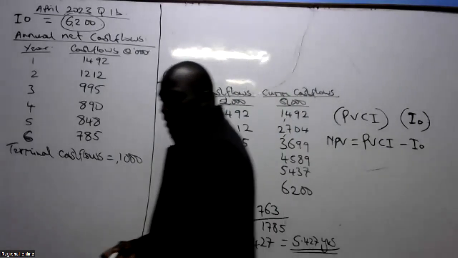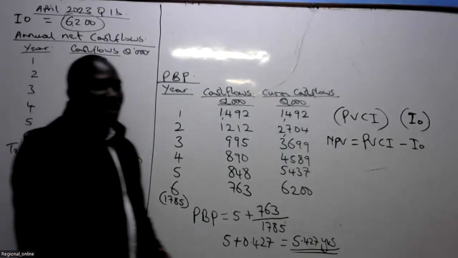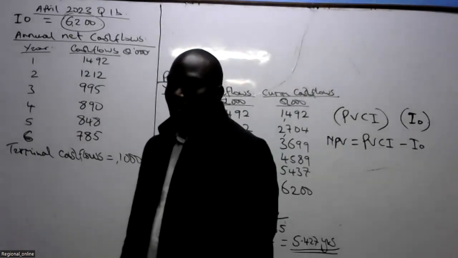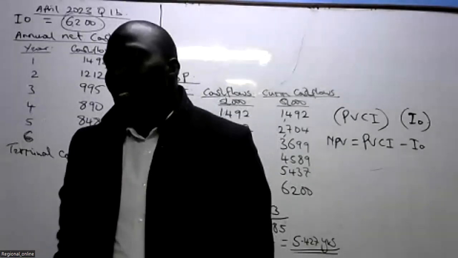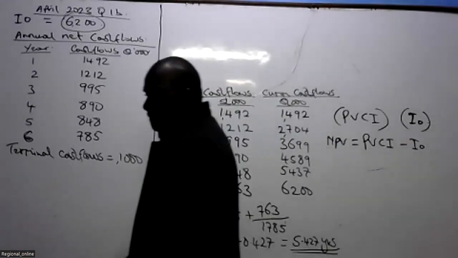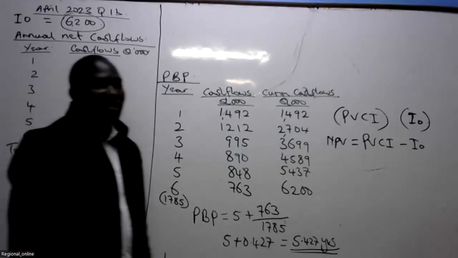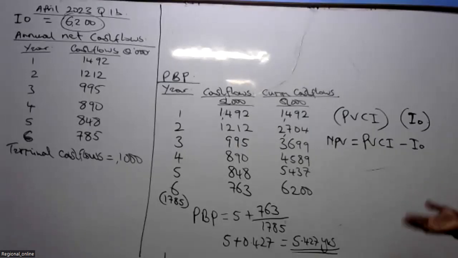Now let's talk about acceptance rule. We say a project with a positive NPV is accepted, while a project with a negative NPV is rejected, since it reduces shareholders' wealth. So meaning positive NPV increases the shareholders' wealth.